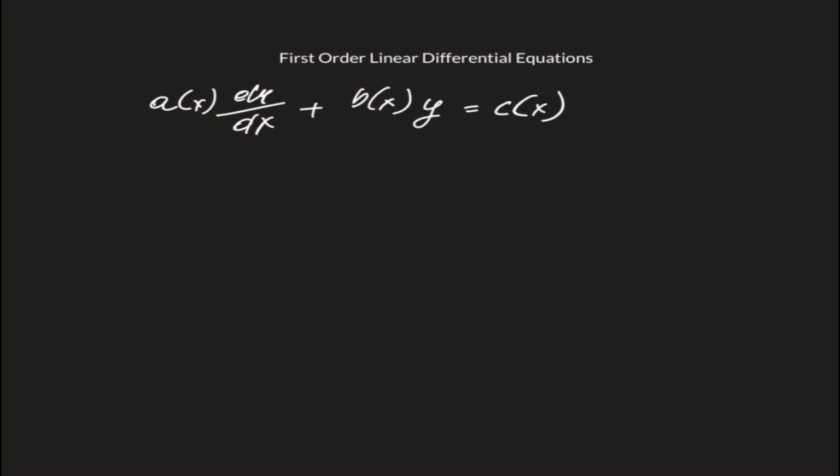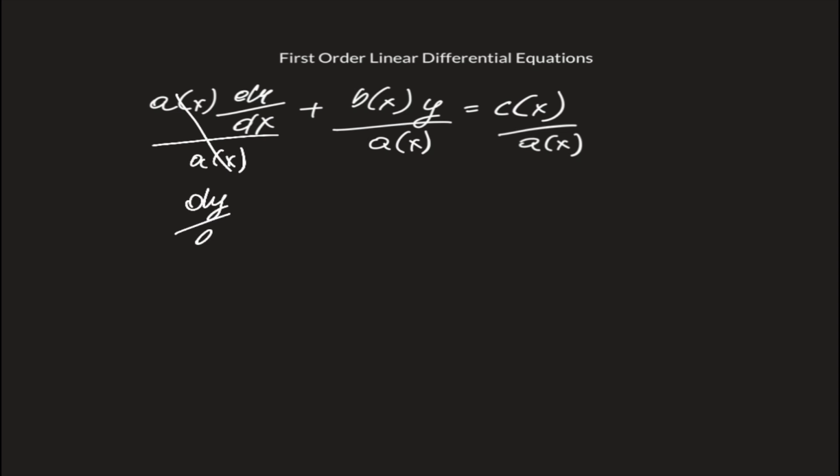In order to get this to some form that we can work with, we're going to divide everything by a of x. That would give us dy dx plus, we're going to call some function b over a, some other function called p of x, times y is equal to some other function f of x, which is just the division of c and a.